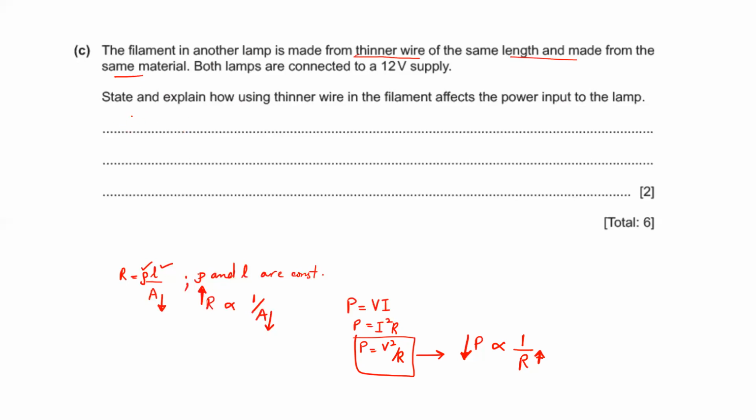So just simply write, the thinner wire filament will have more resistance.